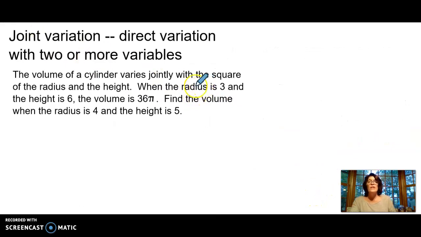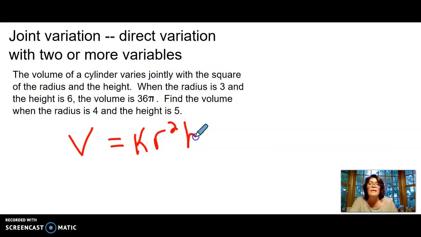Now, joint variation happens. It's basically direct variation with 2 or more variables. For example, the volume of a cylinder varies jointly. If they say jointly, that means directly, with the square of the radius. So the volume varies jointly. So it's going to be K times the square of the radius and the height. Okay, so radius squared times height.